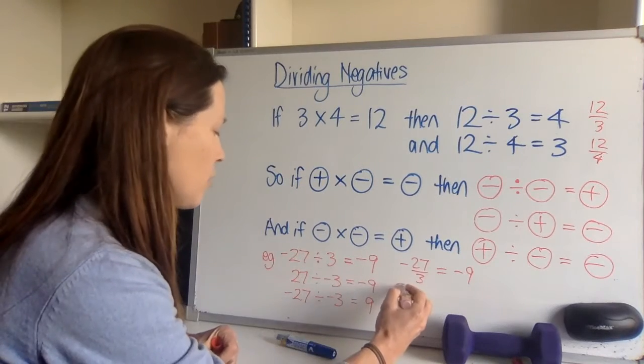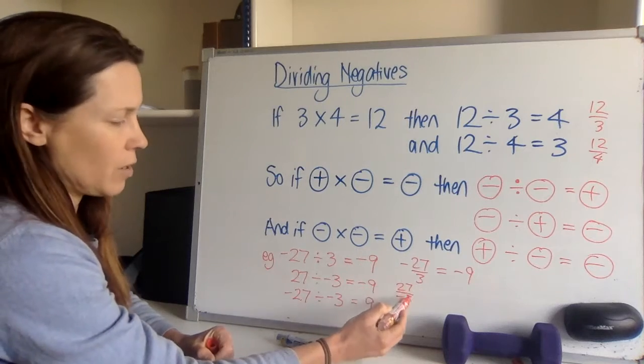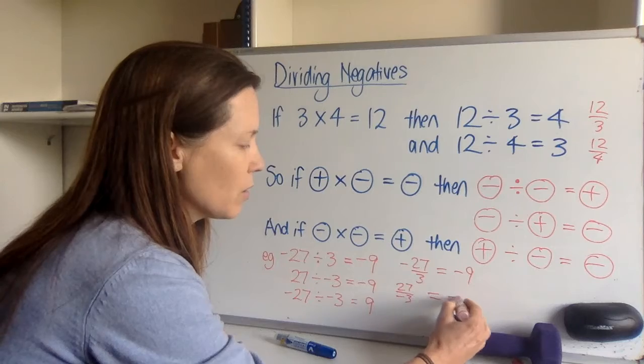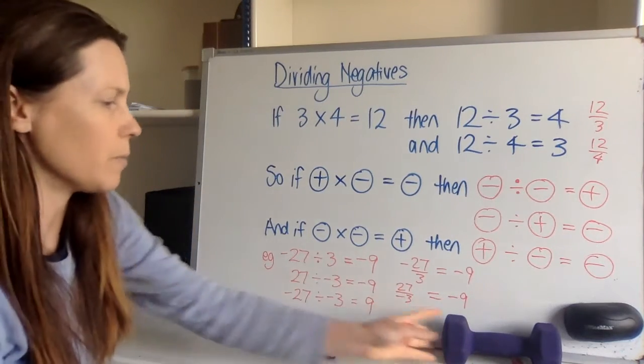This one, we've got 27 over negative 3. And again, 27 over 3 is 9. There's a negative in one of the parts of the question, and it will just come along for the ride.